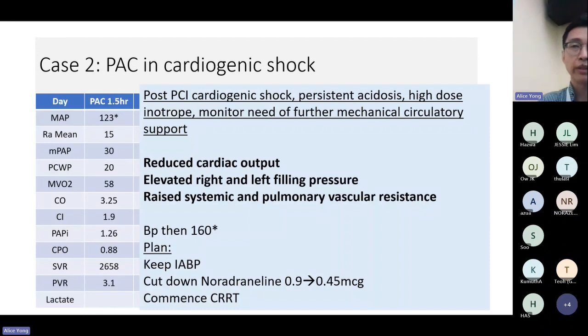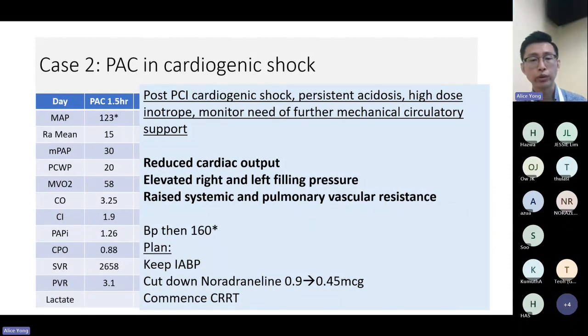At the point we inserted it, somehow the patient's blood pressure is very high. Remember the noradrenaline is 0.9. You can see that the SVR is very high, 2,600. The vessels are very constricted at the moment, but the heart is very weak to pump. So we are making the heart work extra hard against a high afterload. Secondly, the patient is also still wet. The wedge is slightly high. The RA mean is also very high. So both sides of the heart are now filled with a lot of water, and the lung is congested. Then the cardiac index is 1.9 despite being on no adrenaline.